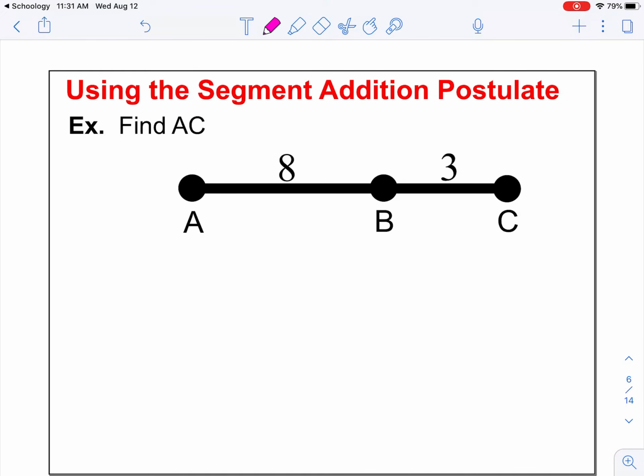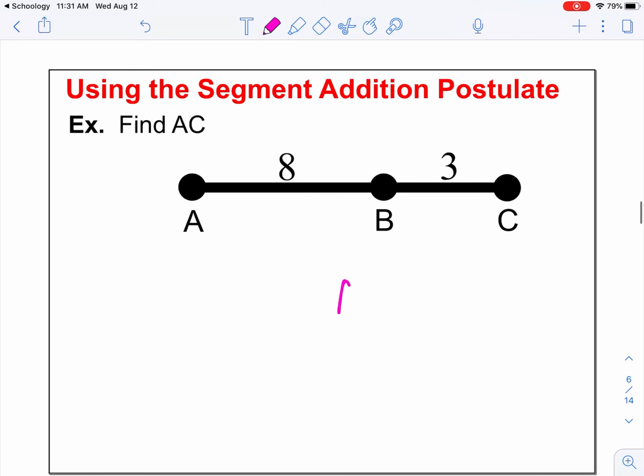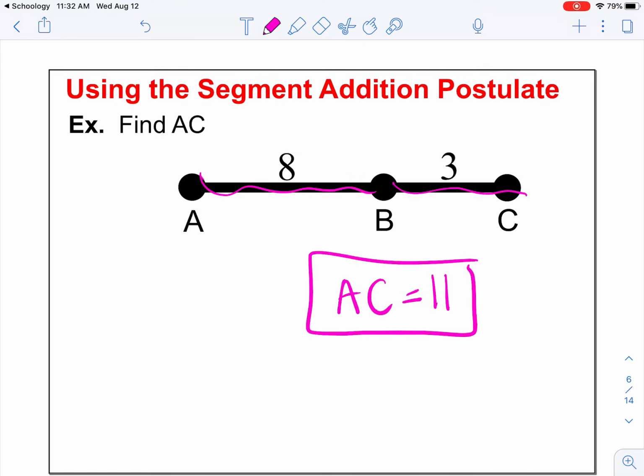Another easy one, find AC. So AC here, I just have to do 8 plus 3, which is 11. All right, make sure you're writing AC equals 11, not just writing 11. We want to be very proper in geometry.